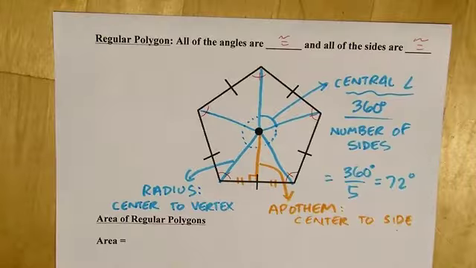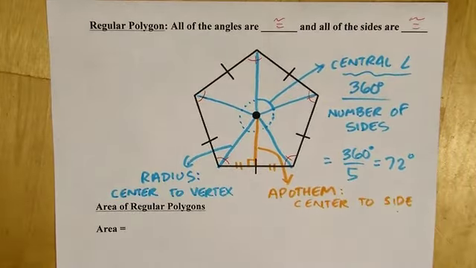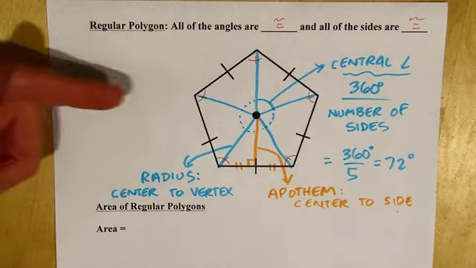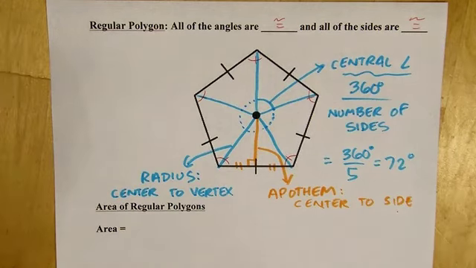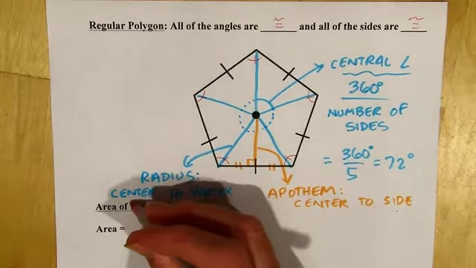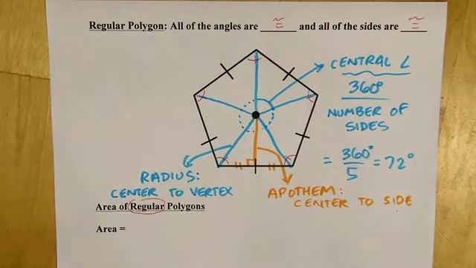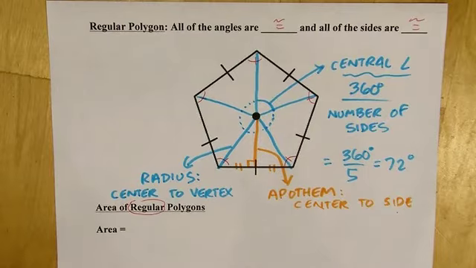Okay. All right, so there is an area formula for all regular polygons. This happens to be a pentagon, but this will work with a hexagon or a nonagon, any kind of regular polygon, but it has to be a regular polygon. So this won't work for, say, a rectangle where the 2 sets of sides aren't congruent.